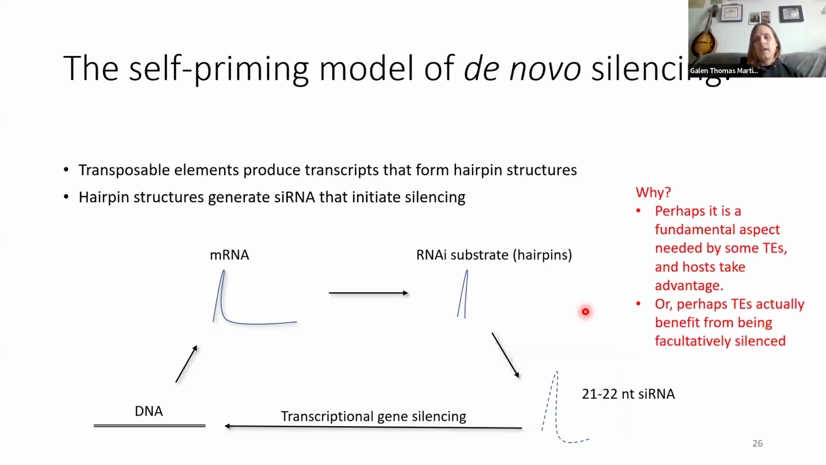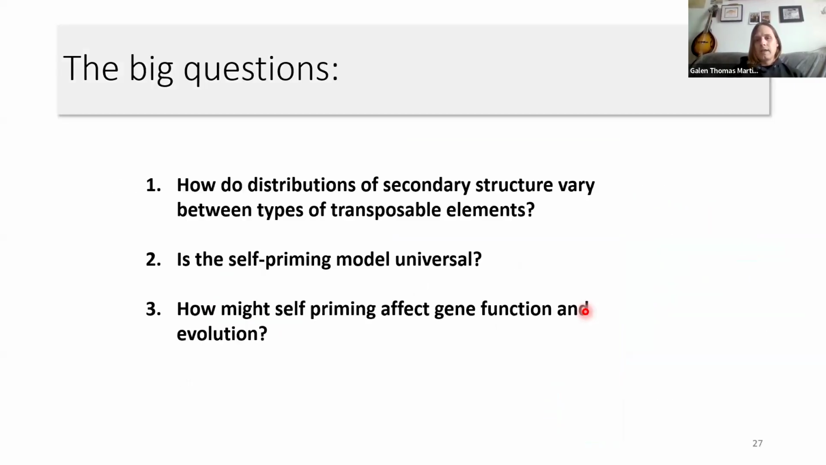It could alternatively be the case that TEs actually benefit in some way from facultative silencing, and we'll get more to that in a little bit. But the big questions in this project were, how do these distributions of secondary structure actually look across different types of elements? And do they always correlate with small RNA abundance? And how might this model affect genes?